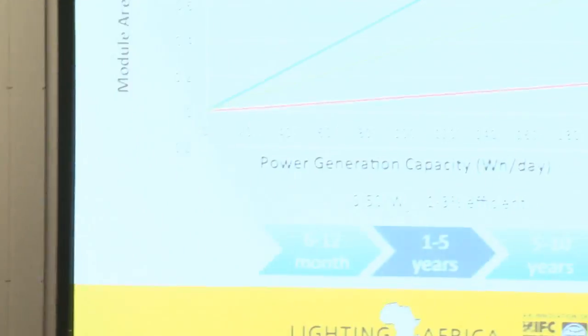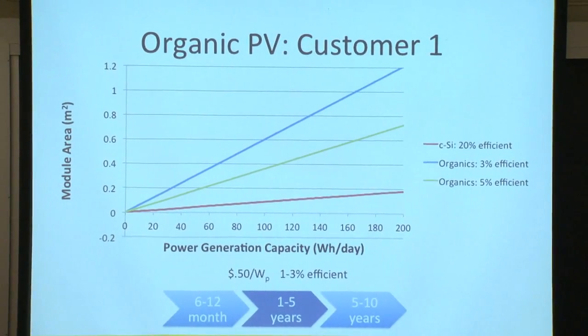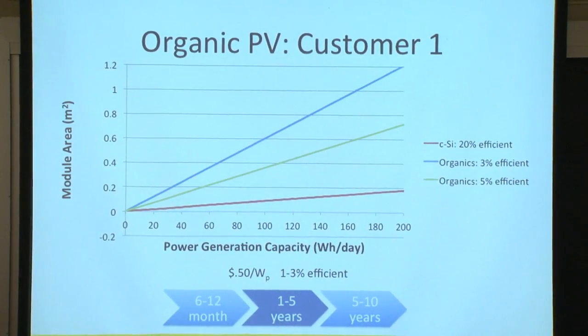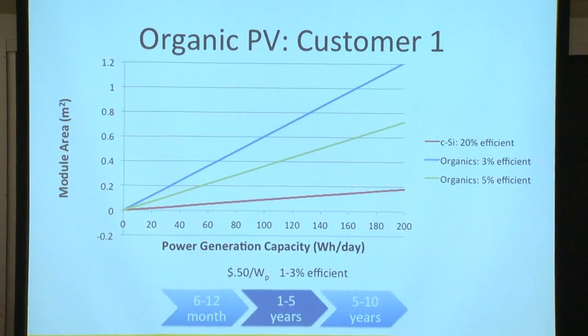But Heliotech, a Dresden-based company, has recently set a new record of almost 10% with their tandem organic cell. So the first thing we're going to look at is how organic PV could play a role in the inexpensive SPL for the first customer. This is a plot of the module area required for various power generation capacities, and it compares 20% efficient silicon with 3 and 5% efficient organic PV.